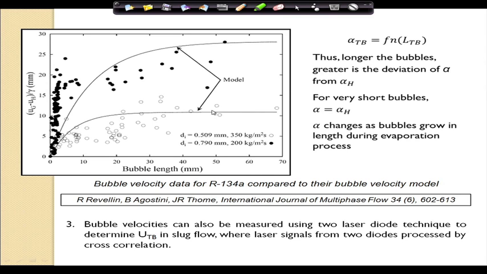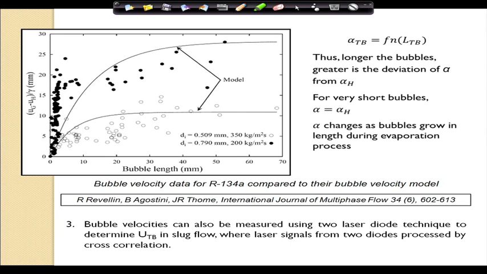And it implies that during heating or during boiling, as the two phase mixture proceeds along the channel due to evaporation, the bubble grows in length, and as a result alpha keeps on changing. We find that the increase of the velocity with respect to bubble length, initially is much more rapid and then it becomes much more gradual.